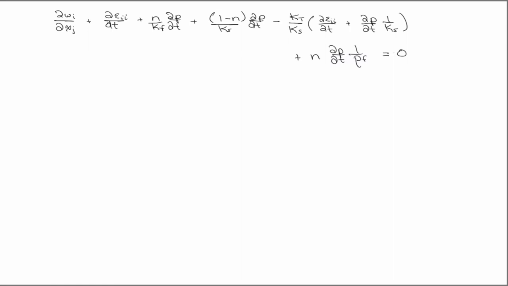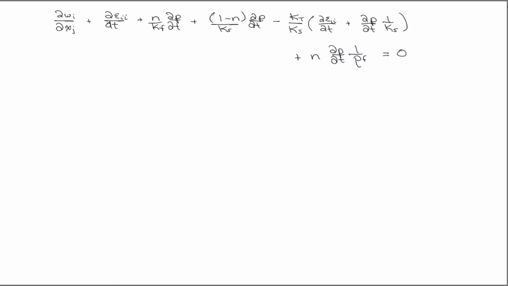The first and the last term are just the original momentum balance equation, just written a little bit differently. That's what you'd have if the porosity was one, if it was completely fluid. And then you have the other terms. Can everybody read all the terms? Yeah.